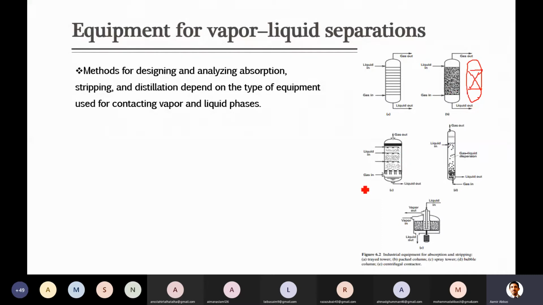Then the third type of equipment shown here is called a spray tower. As you can see in this figure, the gas is entering from the bottom and moving towards the top, while liquid is being sprayed. Due to this they call it a spray tower. You can see there are a number of nozzles inside the equipment at various locations.